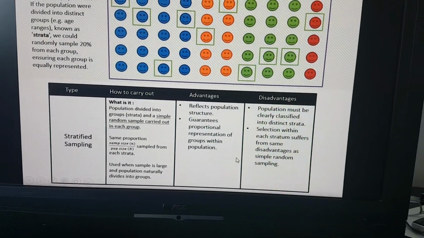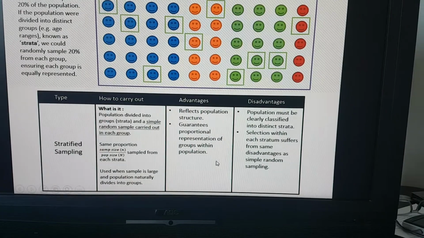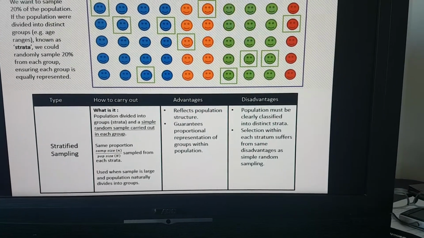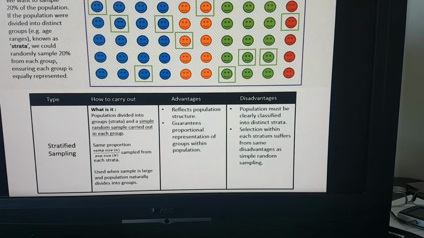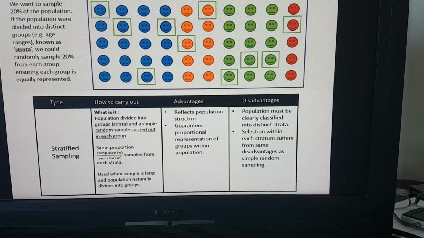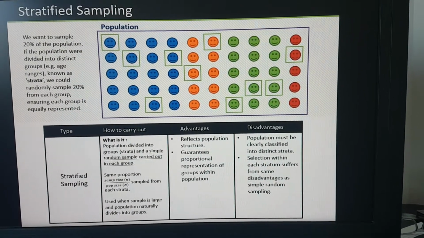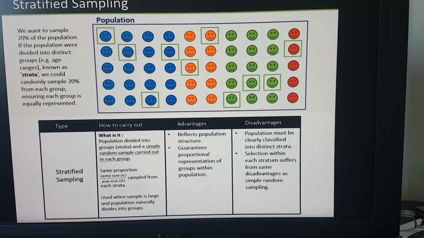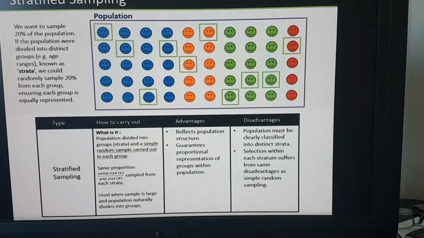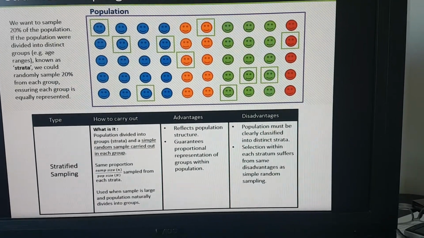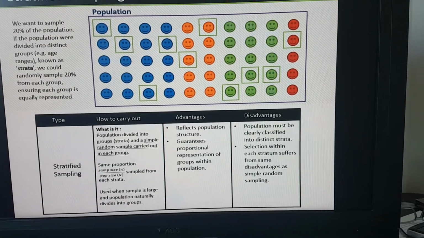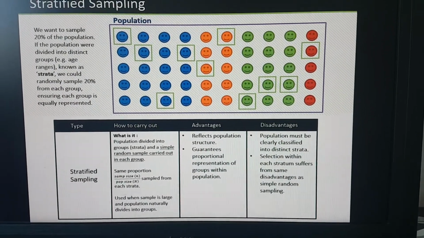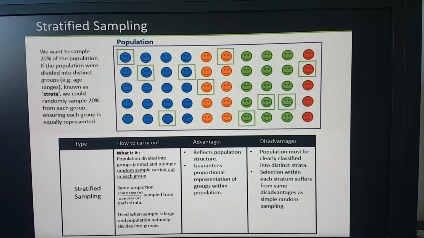The disadvantages is the population must be already set to strata, already grouped. We don't ask the population to group themselves before we do this. If it's already grouped, and selection within each stratum suffers from the same disadvantages as all the other simple random sampling. Okay, that's obvious. That is stratified sampling.